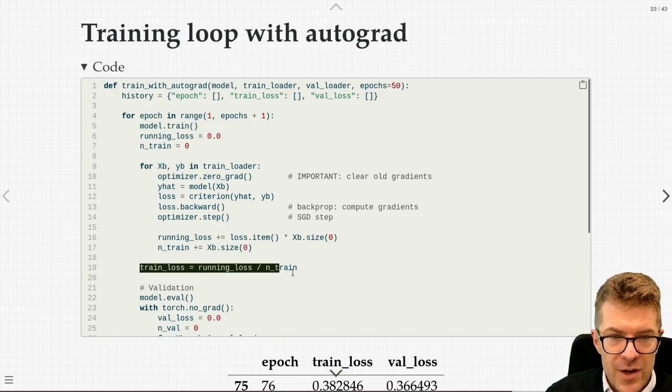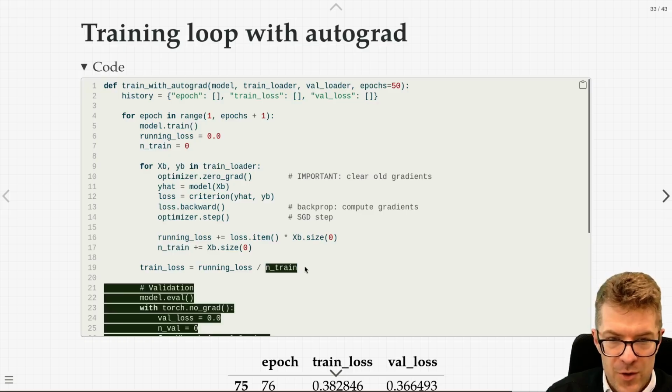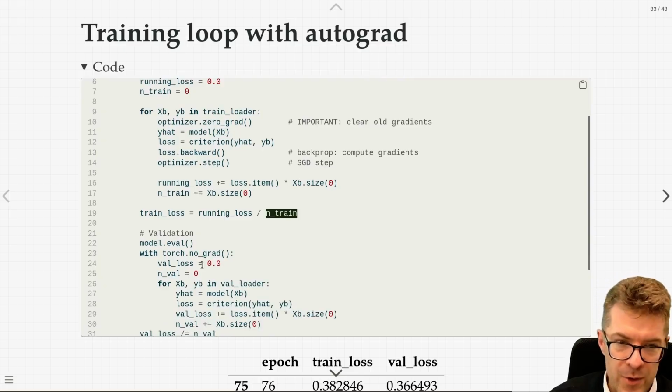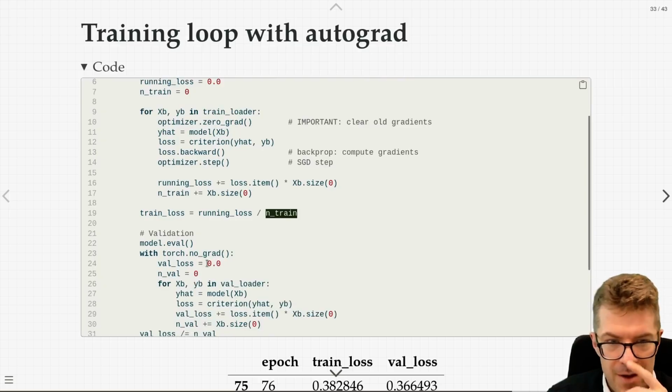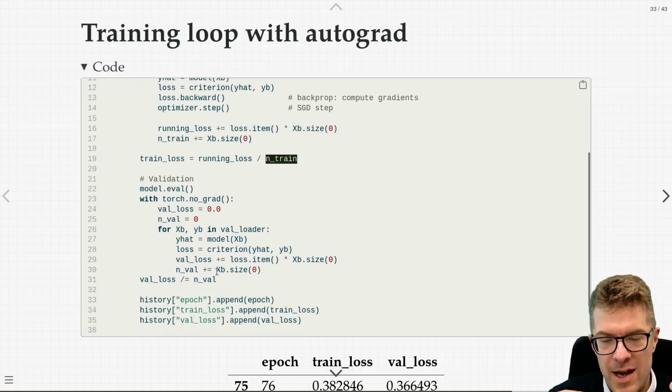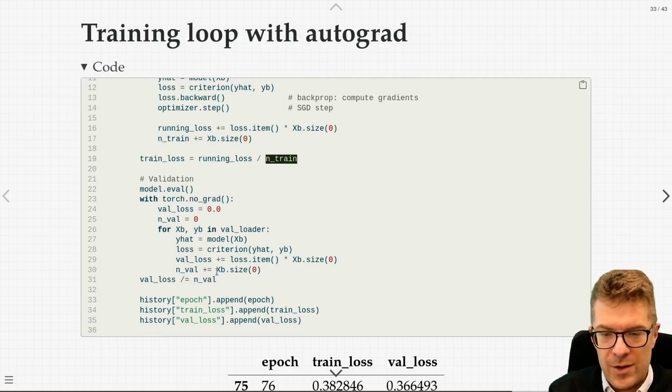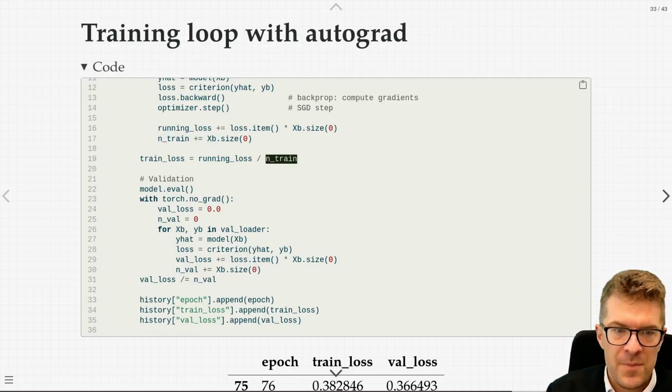I take our training loss. This is our running loss computed in this little exercise here with our batches, divided by the total number of instances I've seen. And that's it. So I've done some training. I want to do a validation, so I want to see how well I'm doing on my validation set. Again, I'm not going to be doing testing yet. I still have access to training and validation through every single epoch, so I can look at both of these things and how they're changing over time.